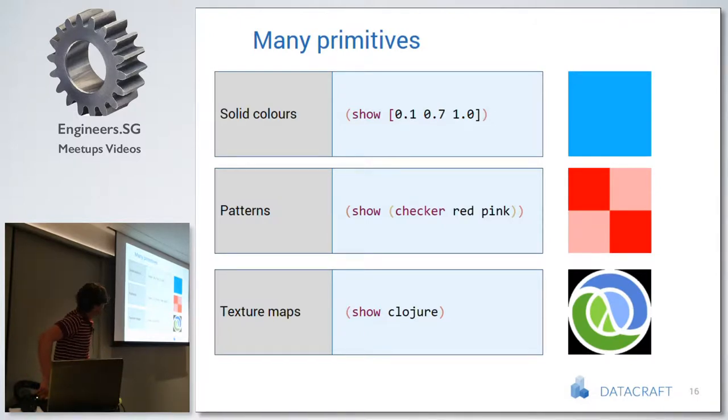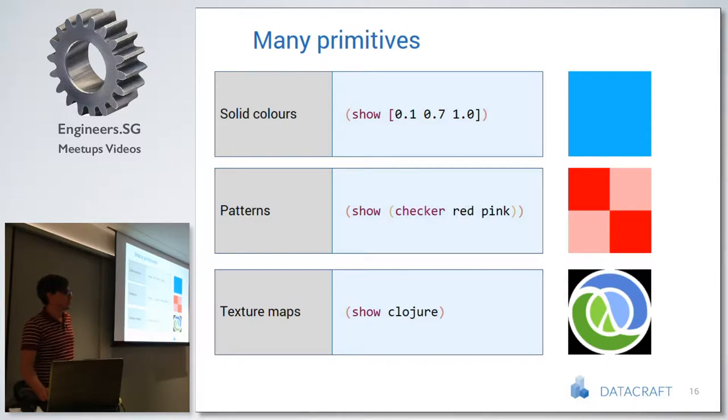There's a few primitives which are designed to be commonly used. So stuff like checker, if you want a checkerboard pattern. You can do texture maps. So if you've got any image you want to load in, you can. That's just a Clojure logo. You can import those and use that kind of thing.